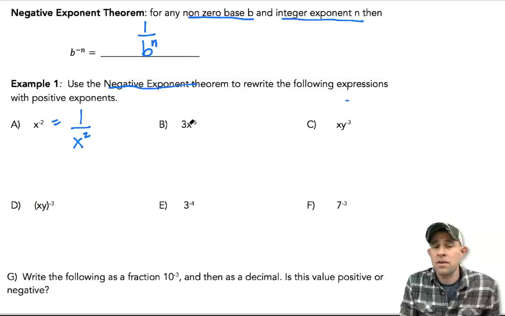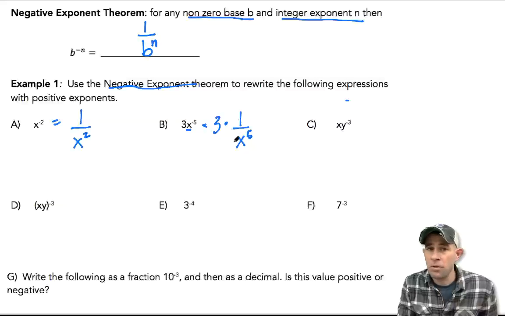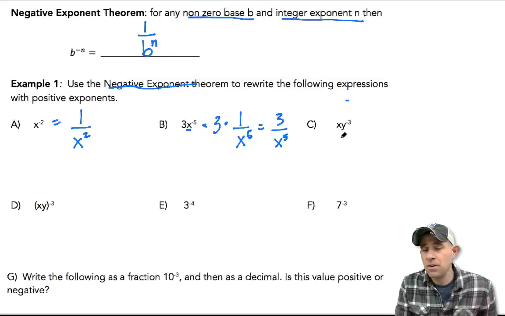All right, 3 times x to the negative 5th power. That negative 5 is only attached to the base of x. So be careful here. This is really going to be 3 times 1 over x to the positive 5th power. Now when we multiply these together, remember you multiply straight across, this will be 3 in the numerator over x to the 5th.